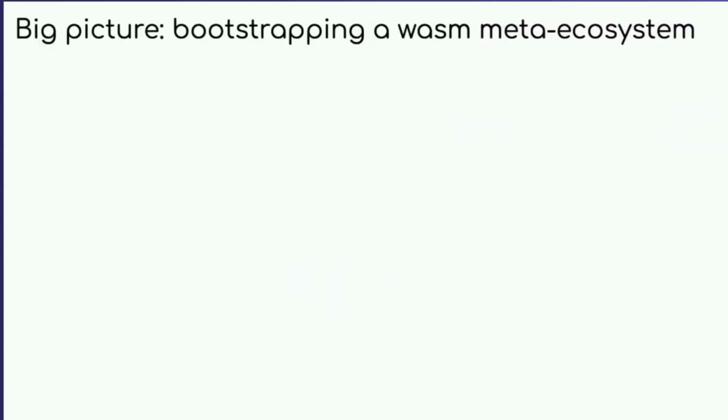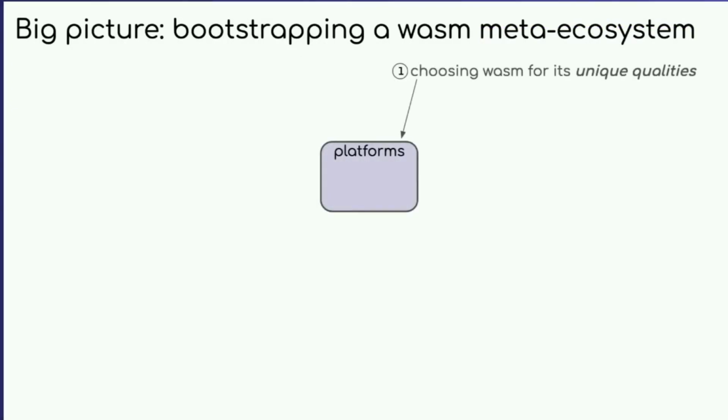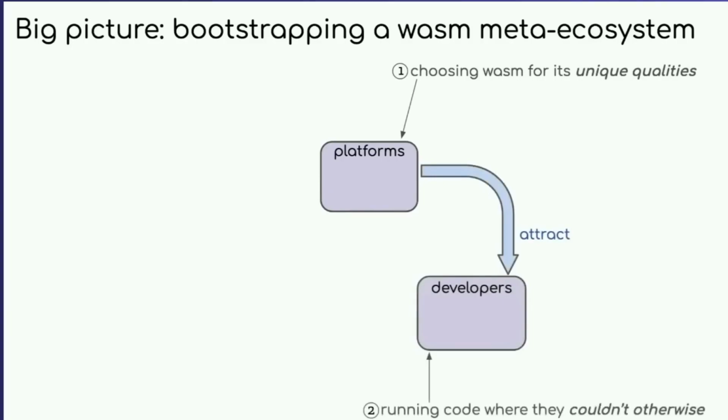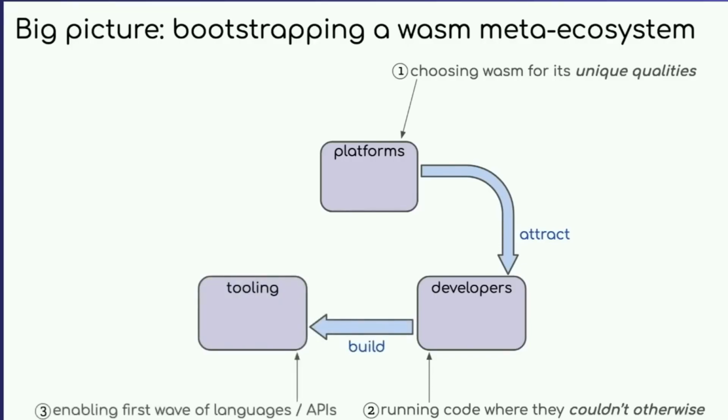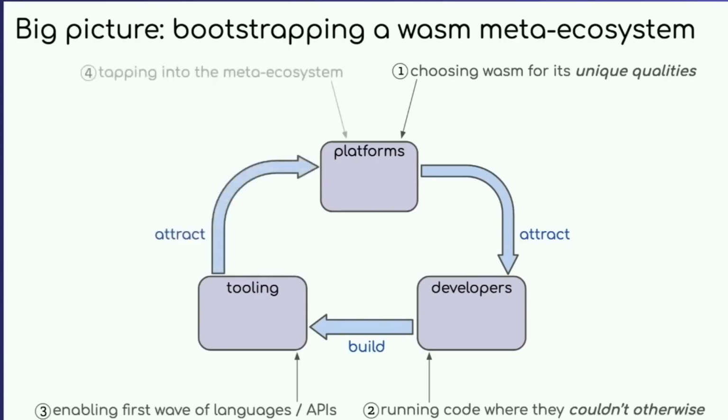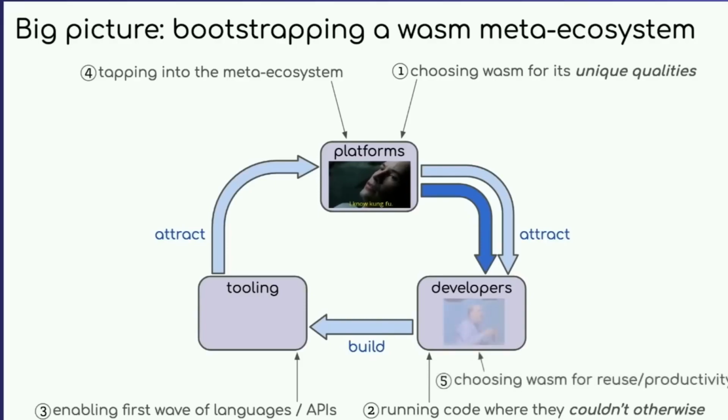So zooming way back out, I think the big picture here is we're bootstrapping a WASM meta ecosystem, where we start with platforms that are choosing WASM for its unique qualities. And this attracts an initial set of developers who are choosing WASM to run code where they couldn't otherwise. And this causes us to build a set of reusable tools that enable a first wave of languages and APIs. But because these tools aren't coupled to just one platform, they're general using the component model, we can now attract a new wave of platforms who are tapping into this meta ecosystem, getting a bunch of stuff they didn't have to build themselves, which can attract a newer, bigger wave of developers who are now choosing WASM for its ease of reuse and productivity and all these reusable components.